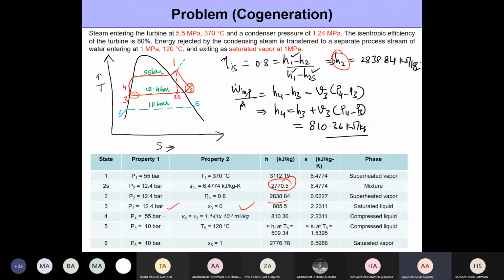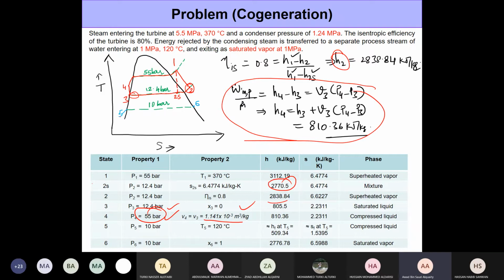State 4, to determine the enthalpy, again, we have to make use of the pressure difference between state 4 and state 3, and also the specific volume at state 3, right? So it's an incompressible liquid. We've already discussed how to do this. We make use of this reversible work input formula. Now, we need to go to state 5 and state 6, right? We have determined the 4 states for the working fluid.